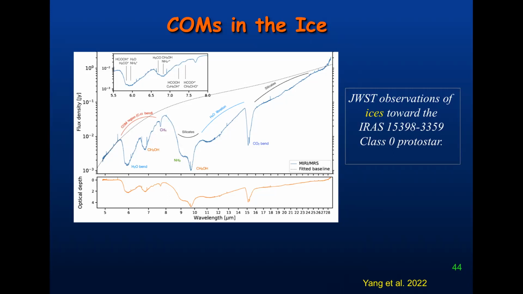So you may infer, although it's difficult, I would say, to make a clear assignment for some of these COMs, but this is work in progress. And you can see that there is formic acid probably there, ethanol, and also acetaldehyde. So these would be the COMs detected directly in the ice.